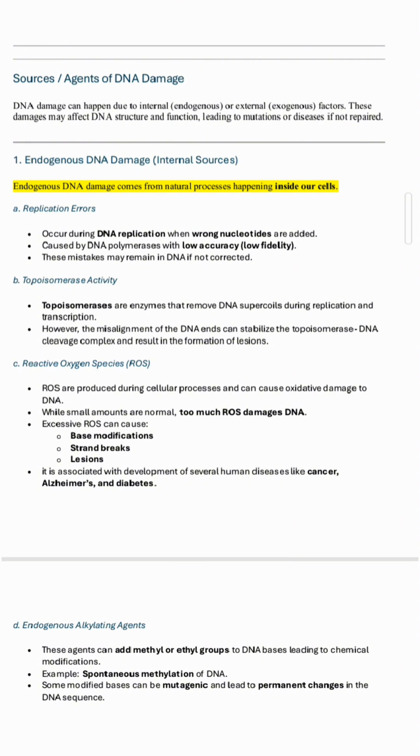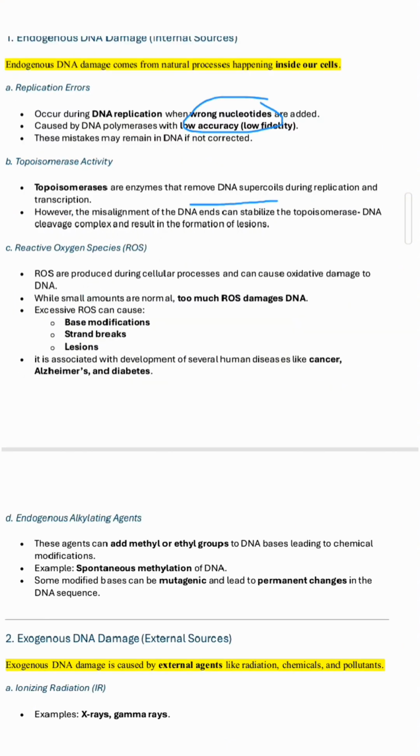It occurs during DNA replication when wrong nucleotides are added. So replication error is caused by DNA polymerase which has low accuracy. This mistake may remain in DNA if not corrected. Second one is the topoisomerase activity. Topoisomerases are the enzymes that remove the DNA supercoils during replication or transcription. However, the misalignment of the DNA can stabilize the topoisomerase and DNA cleavage complex, which results in the formation of lesions.